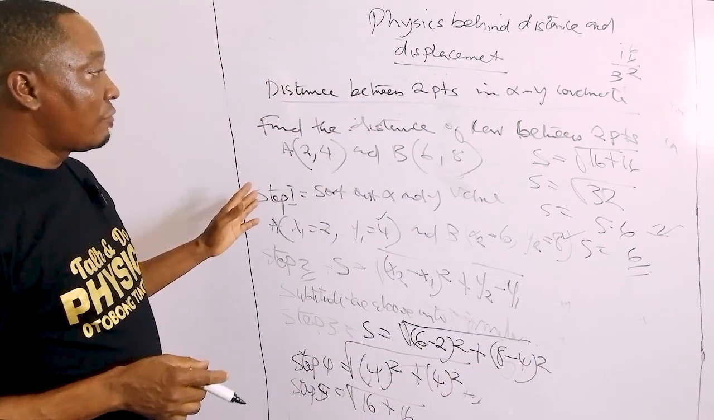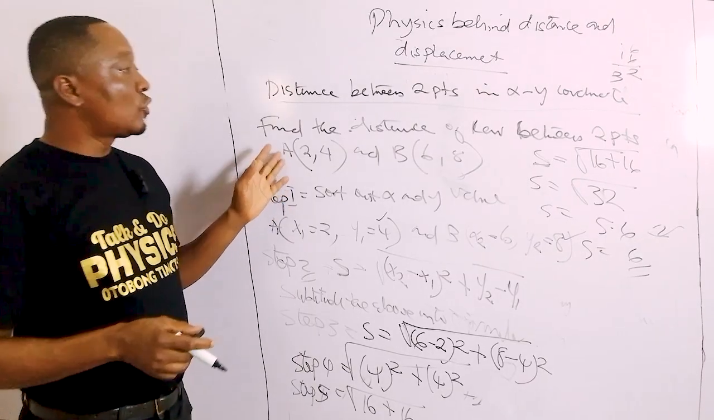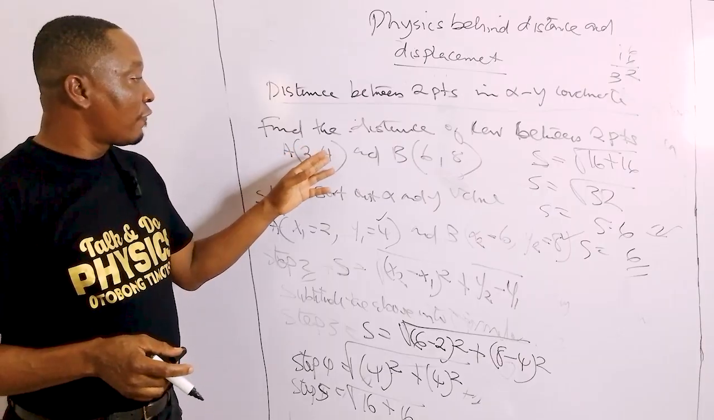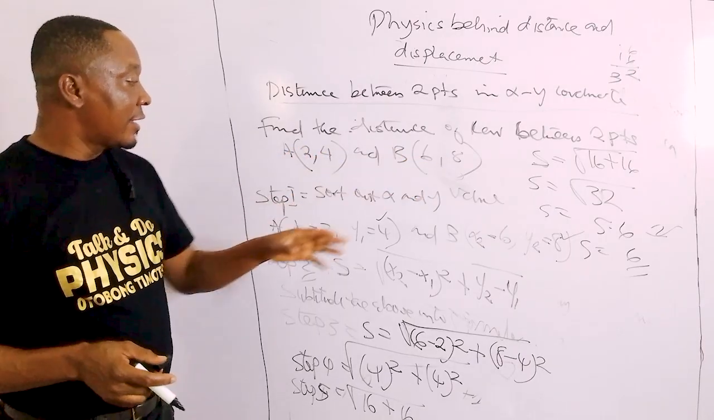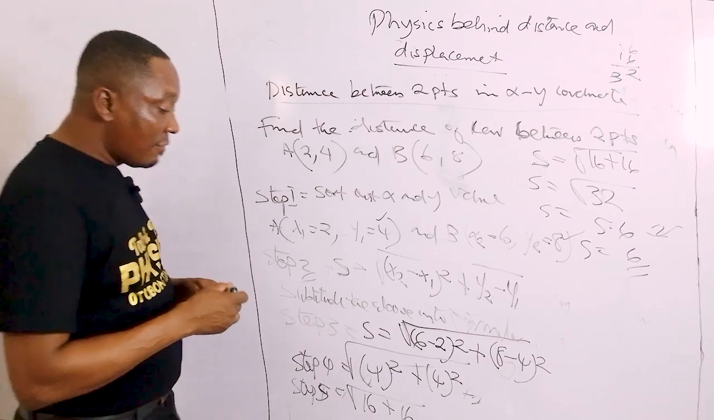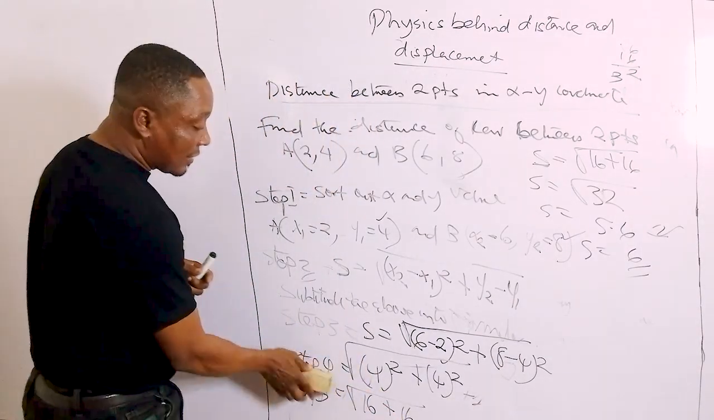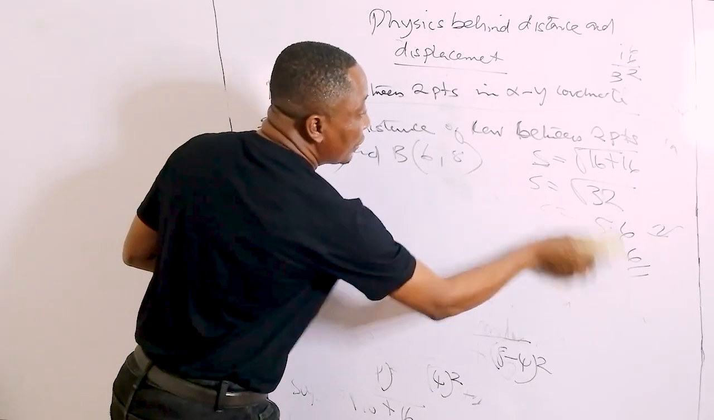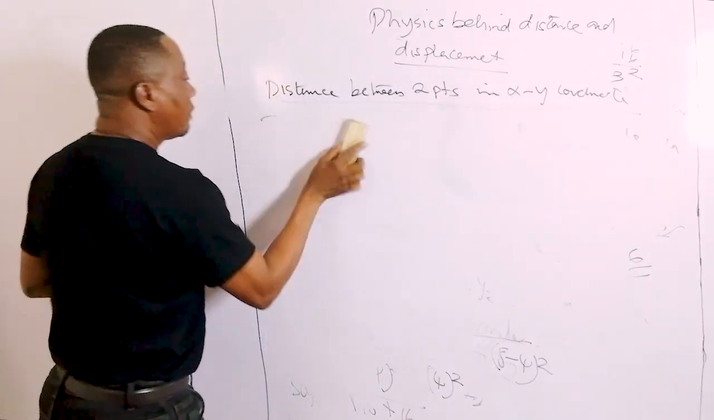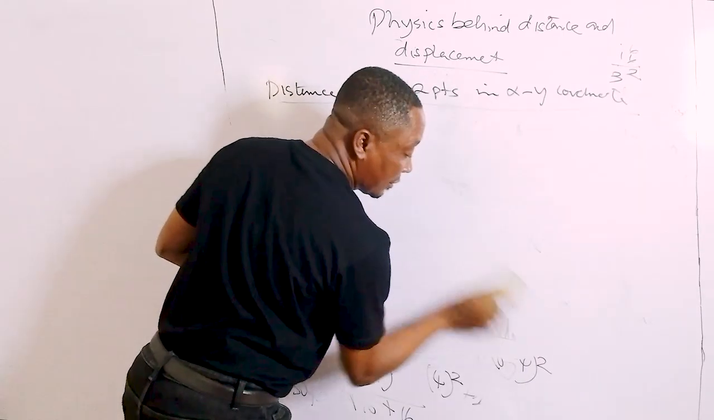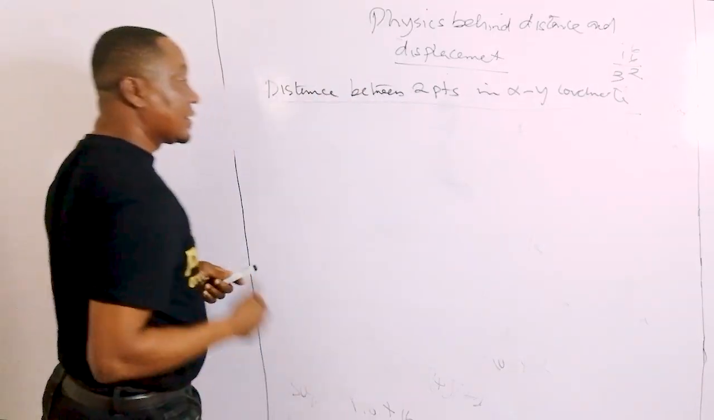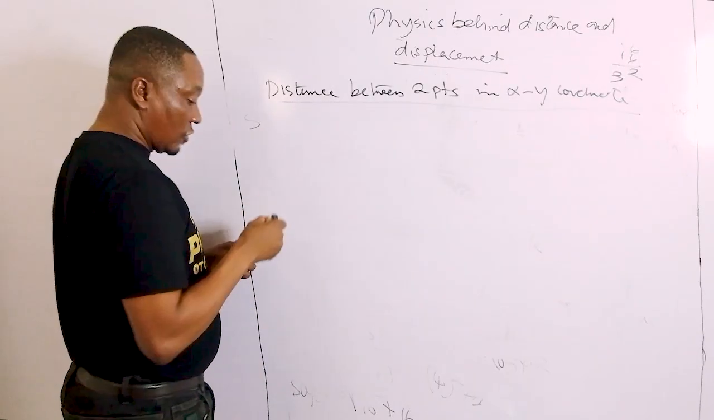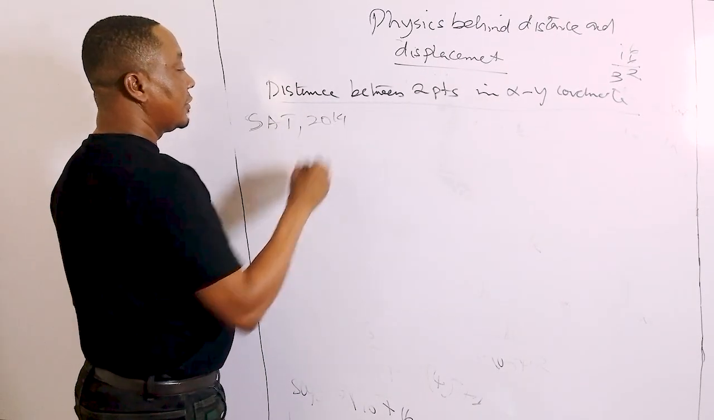So you have been able to understand how to find the distance between 2 points, A (2, 4) and B (6, 8). In other questions, they may give you other distances to calculate, and you should be able to calculate them very well. For instance, let's try an SAT question. This question comes from SAT 2019.